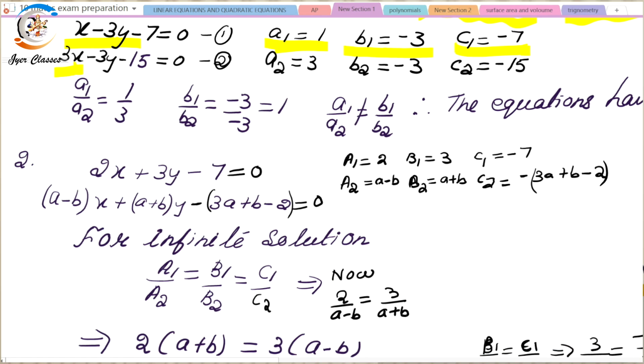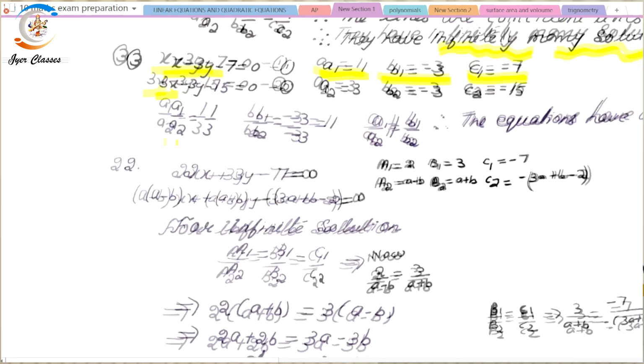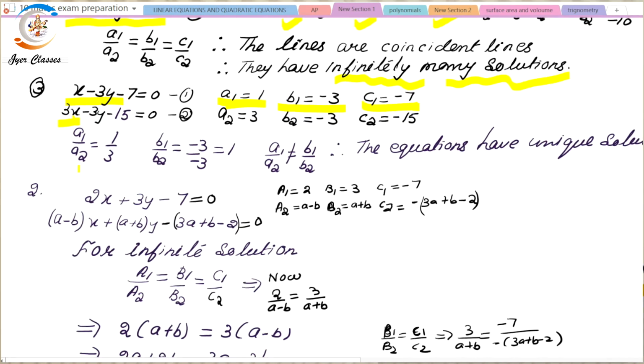Now let us find out the value of a1 by a2. We got this as 1 by 3, b1 by b2 is minus 3 by minus 3, which is equal to 1. Here a1 by a2 is not equal to b1 by b2. So the equation will have a unique solution. That means they are going to intersect with each other. You can find out the solution for the same.